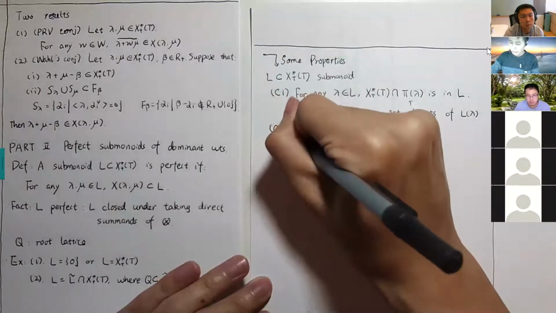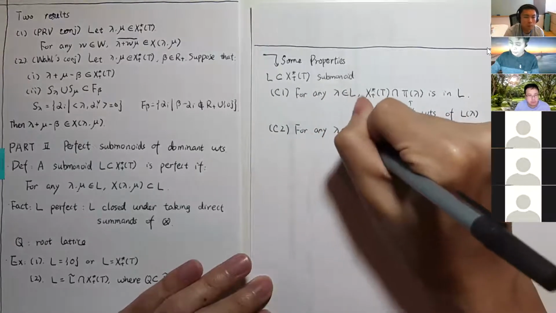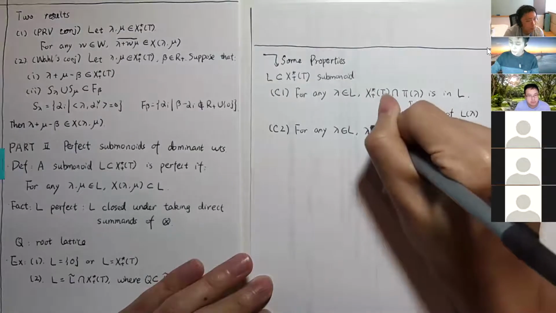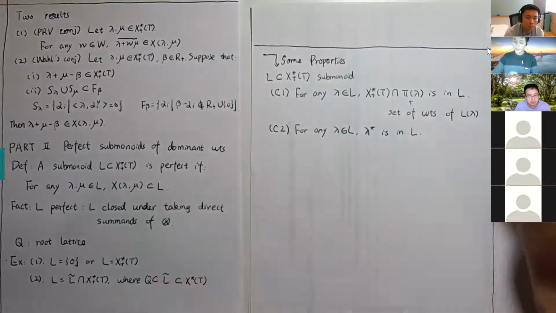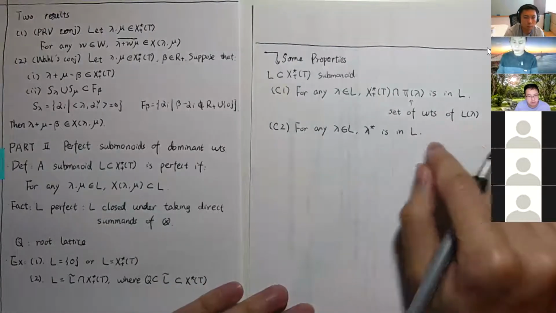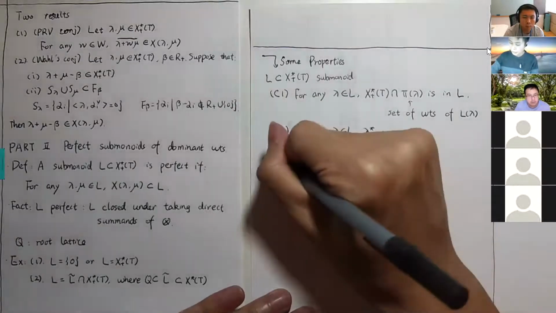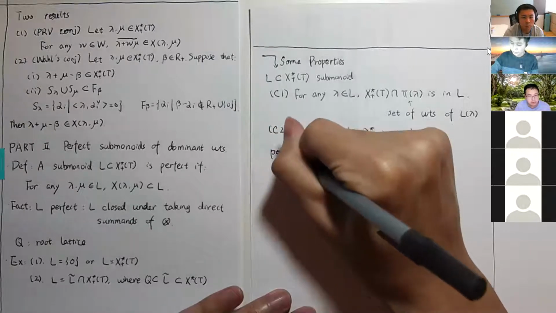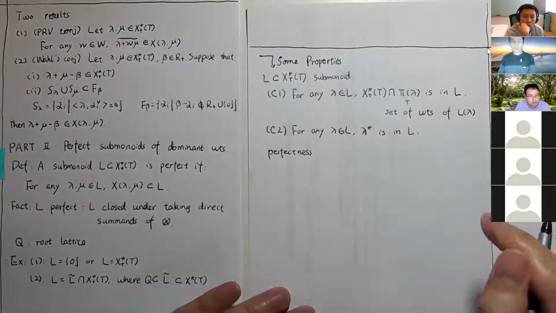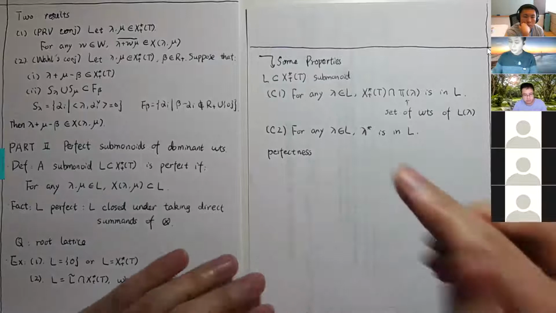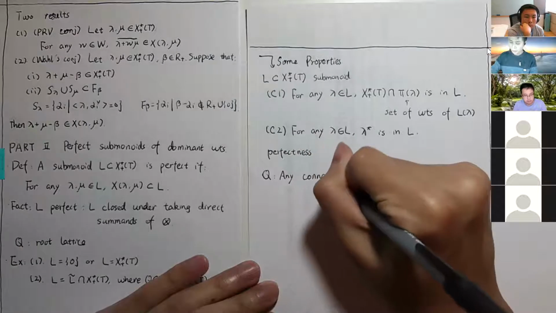And the second type here, denoted by C2, is that, okay, for any dominant weight lambda in L, the dual weight lambda star is in L. And so this is saying that L is closed under duality. So, and we also take our perfectness here. So these are three different types of closeness can be viewed in that way. And our first question here is, are there any connections among them?